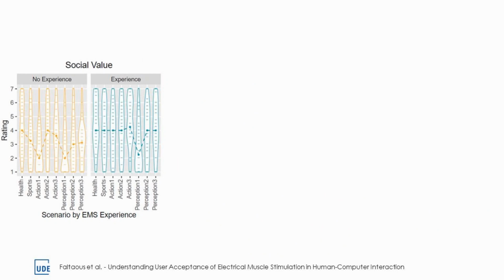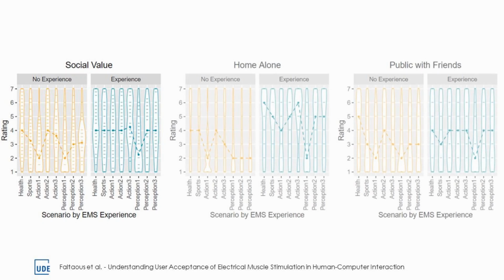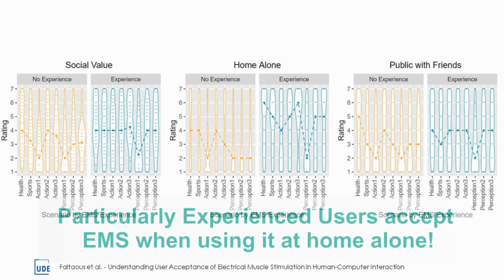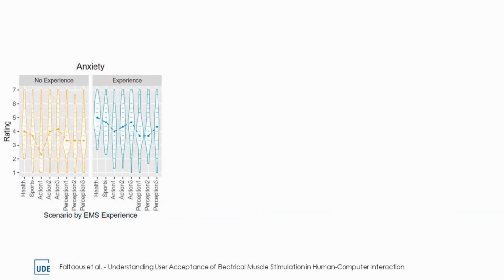Now we looked into the different constructs. For example, the social value. Here, we see a similar trend as in the overall rating. Experienced users see higher social value compared to novice users. Looking into the specific questions, we found that the rating particularly differs when being home alone. This leads to the finding that experienced users are in particular favor when using EMS at home.